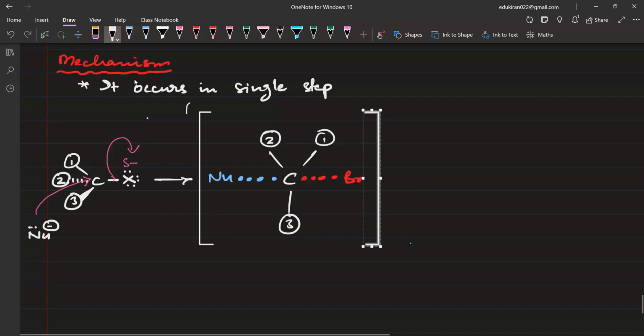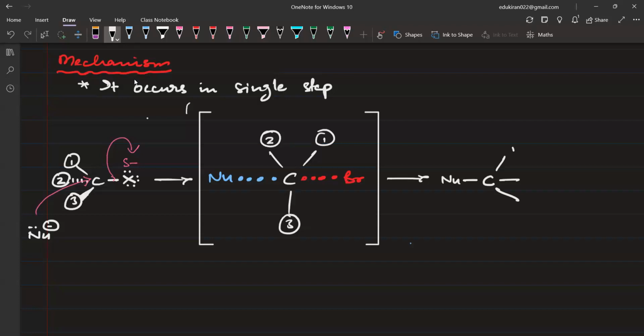Now, next, what happens? You have the carbon-nucleophile bond, and then you have 1, 2, 3 plus X negative. Oh, we wrote Br. Guys, can you please change this to X, because we are taking a generic case, X negative. And as you can see, it is 100% inverted product.